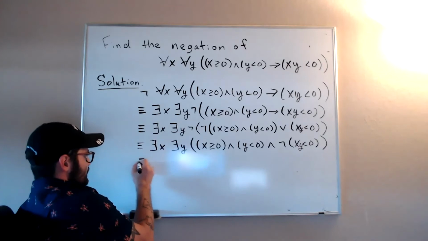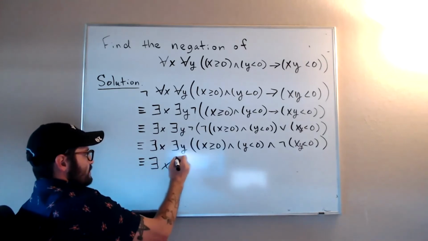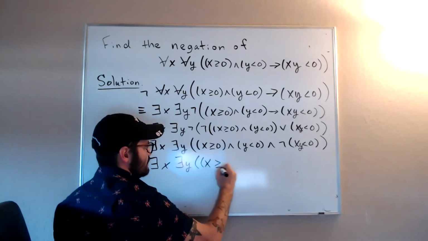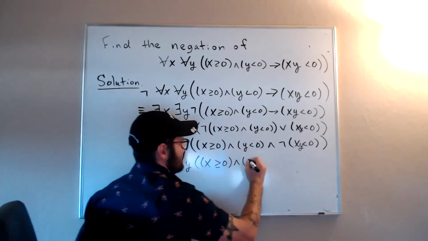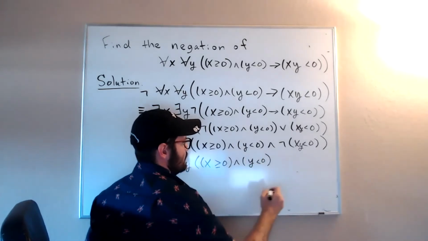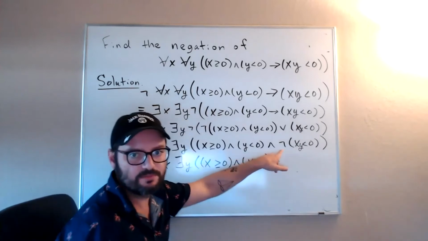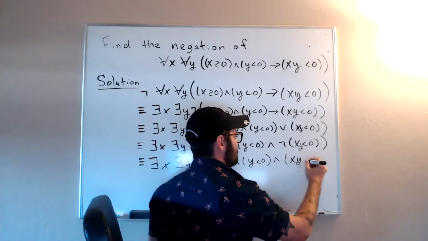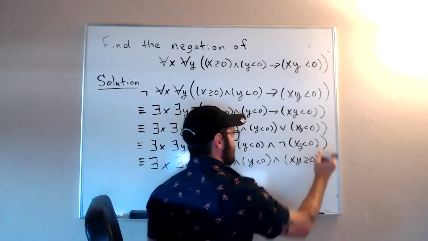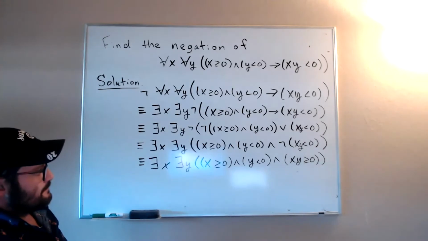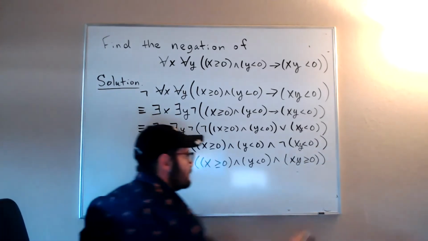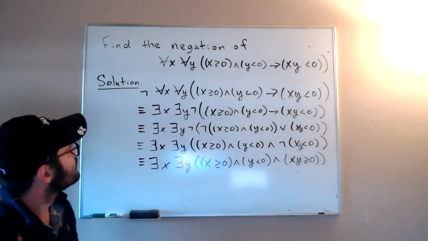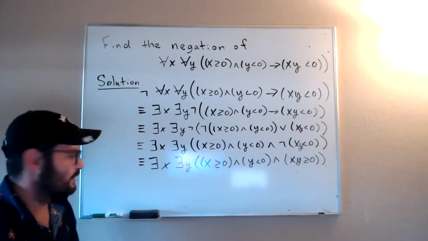And then one more step here. And the negation of being strictly less than 0 is greater than or equal to. And then we're done. Okay. That's an example of negating a compound proposition.